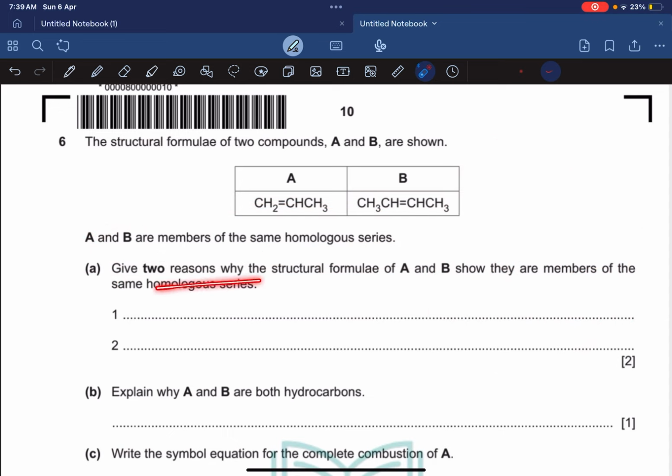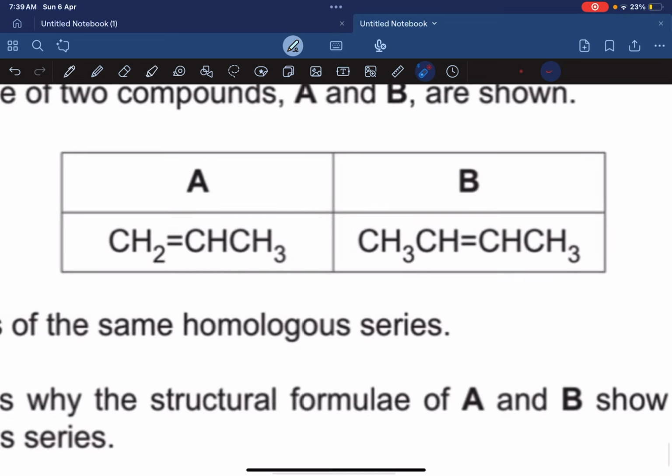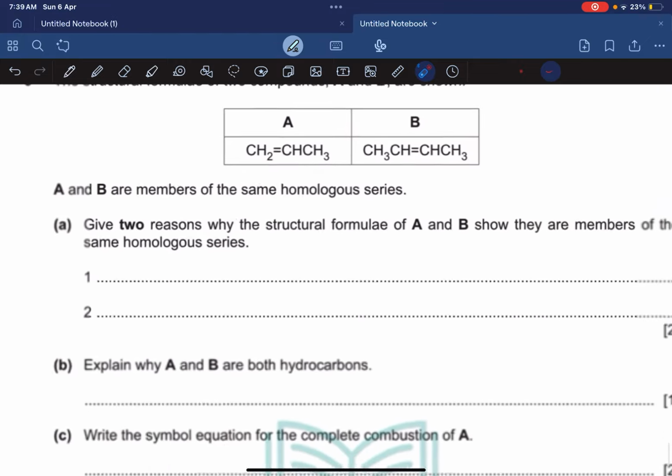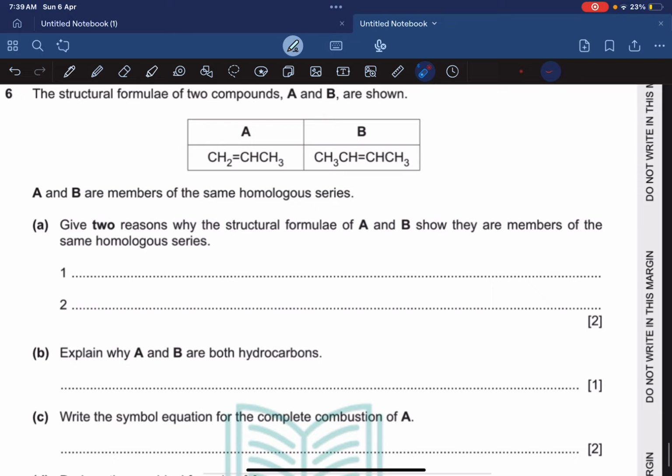Give two reasons why the structural formula of A and B show that they are members of the same homologous series. अब देखें, A and B में both have the same functional group, which is a double bond, ठीक है? This is the functional group. So how does their structural formula show? So the first thing is that they have the same functional group.